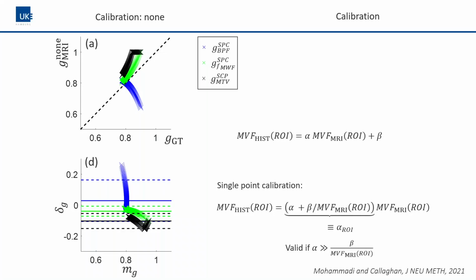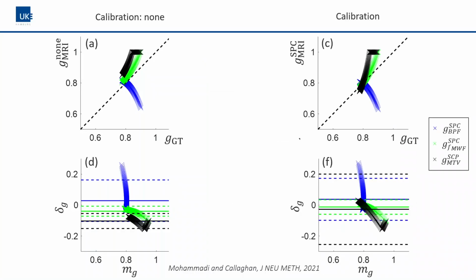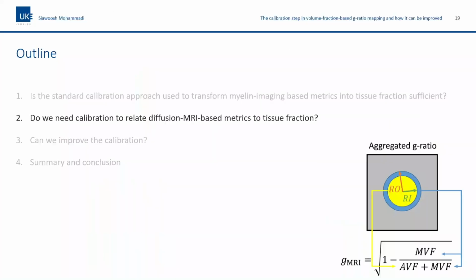So now we added the calibration and look at the results. We see that for the bound pool fraction, there is still no 1:1 correspondence. The myelin volume and the MTV-based G ratios change a bit in shape, but when we look at the error, we see that the error actually increases. The only thing that improves is the mean, so the offset, the bias gets better for all three of them, which makes sense because we move the middle line towards 0 with this calibration approach.